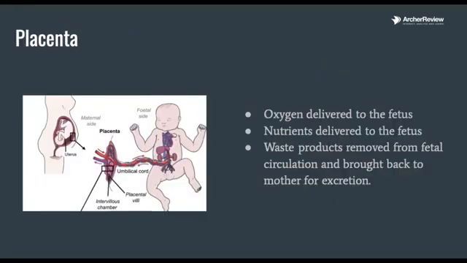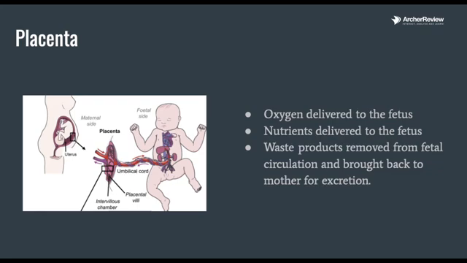The umbilical cord, of course, connects to the placenta. You can see the placenta there right in the middle of the picture. The placenta is where oxygen will be delivered to the fetus, nutrients delivered to the fetus, everything they need for a happy life, fully supported by mom in utero. It is also where waste products will be removed from fetal circulation and brought back to the mother for excretion. So the fetus gets and gives back everything it needs in that closed loop system from mom to placenta to umbilical cord to baby and then back. And that is the overall big picture of how the fetus gets blood.